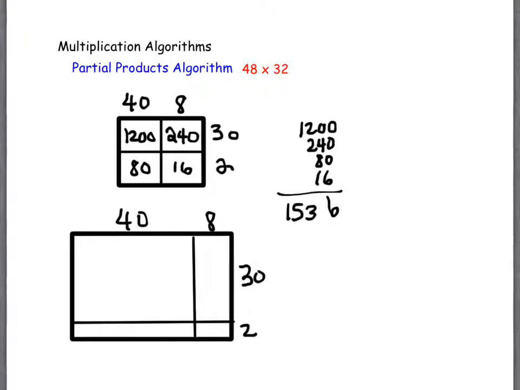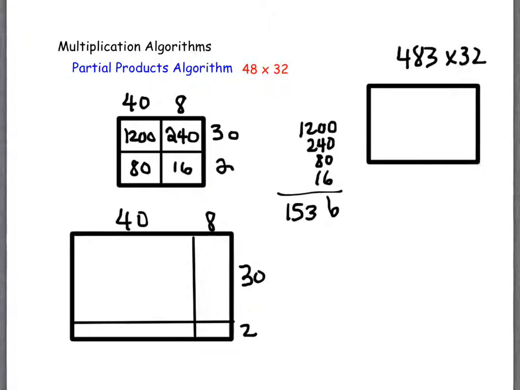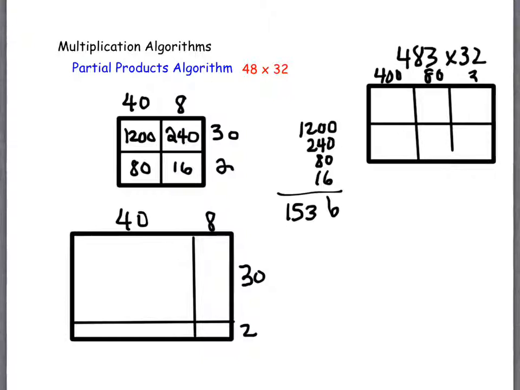Do you have a question? Yeah, what would the box look like if you were doing like a 3-digit number times 32? Sure. So if you had like 483 times 32, right? What you would do is you would have 3 wide, we'll do it that way, and 2 long. So this would be 483, and then 32.